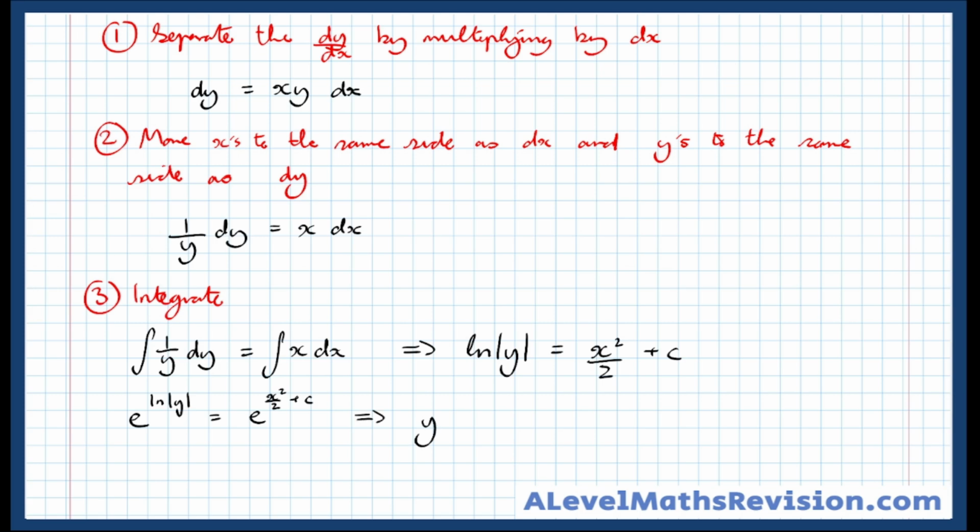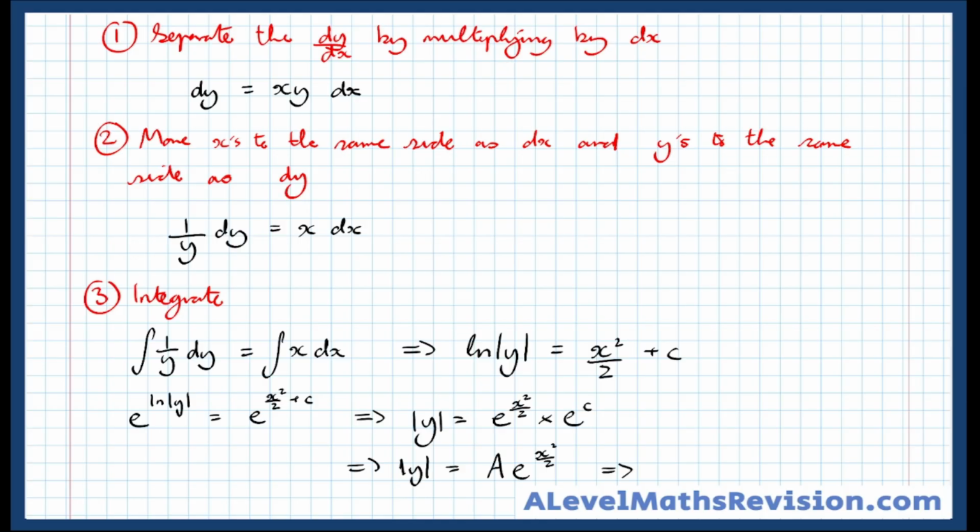which then becomes modulus of y equals e to the x squared over 2. And if we simplify this, that's the same as saying times e to the power of c. And e to the power of c is just a number, so typically we just assign a letter to this, which means that modulus of y equals a e to the x squared over 2.